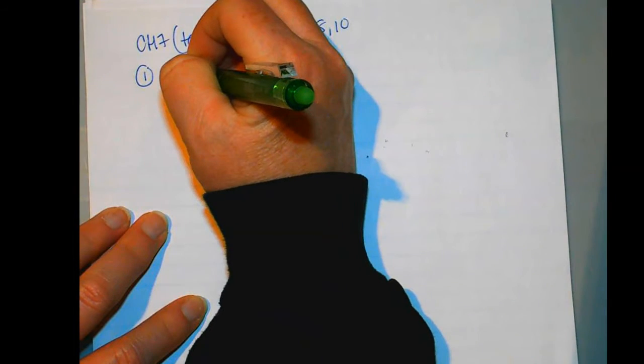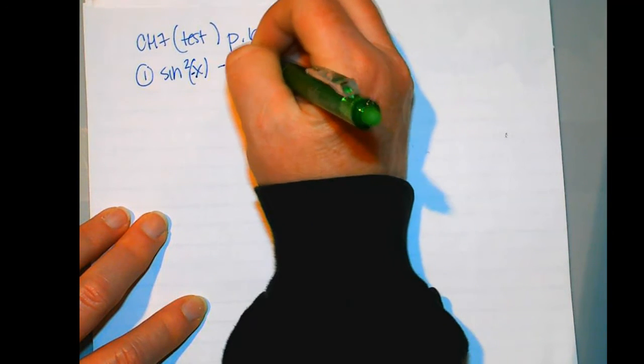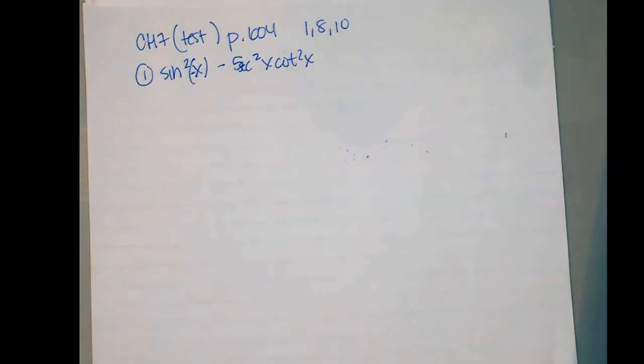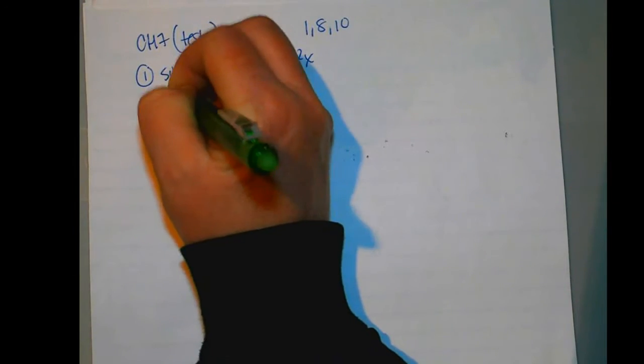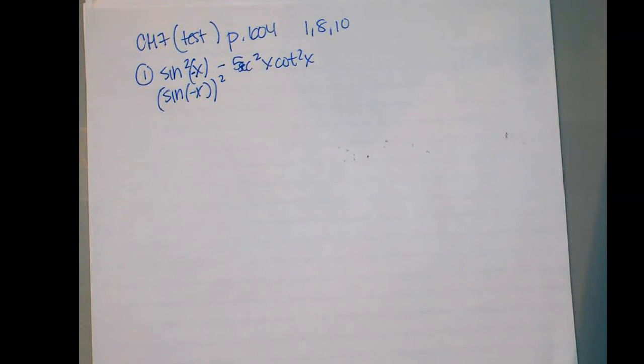Okay, so sine squared of negative x minus 5 secant squared x cotangent squared x. Mine's written really badly. So what does the first one mean? It's sine of negative x, all squared, right? Is that good to start?